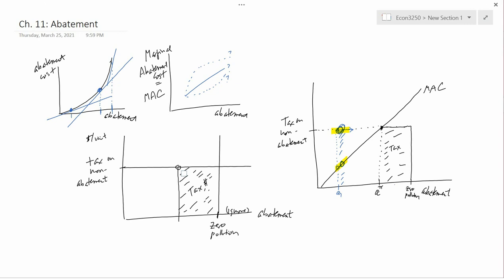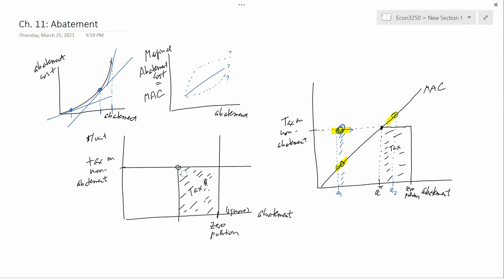I next want to argue that a position like A2 is not profit maximizing for the firm either. If it abates all the way to A2, it's doing good things to the environment. But look at the marginal abatement cost that it's incurring. It's paying a whole lot of money for pollution control. If it reduced the amount of money that it paid for pollution control by reducing abatement a little bit, the amount of costs that it would save are along the MAC curve.